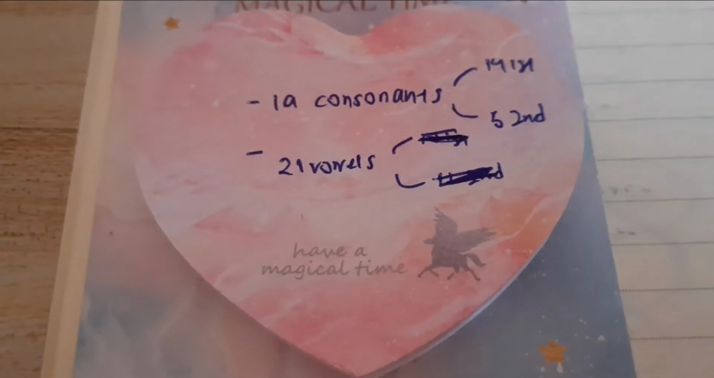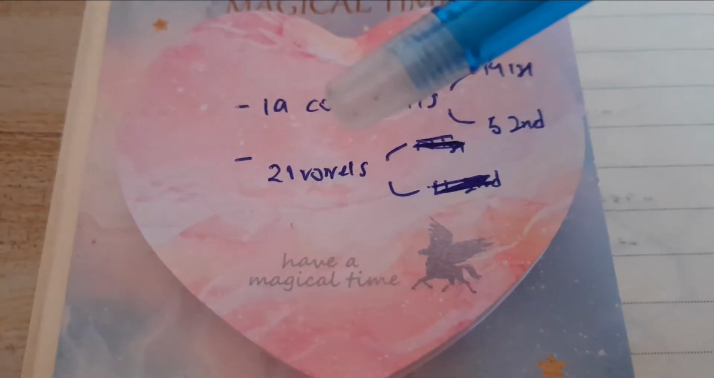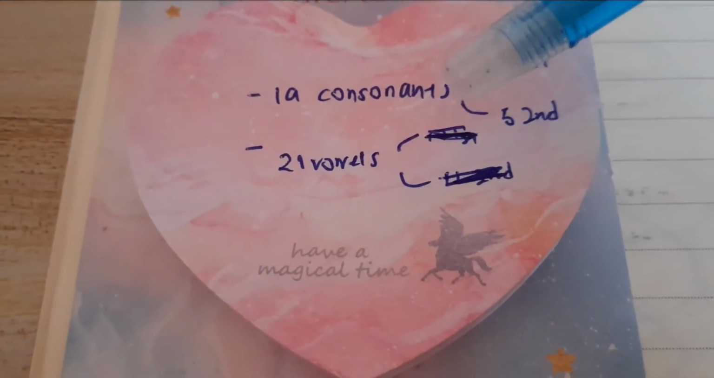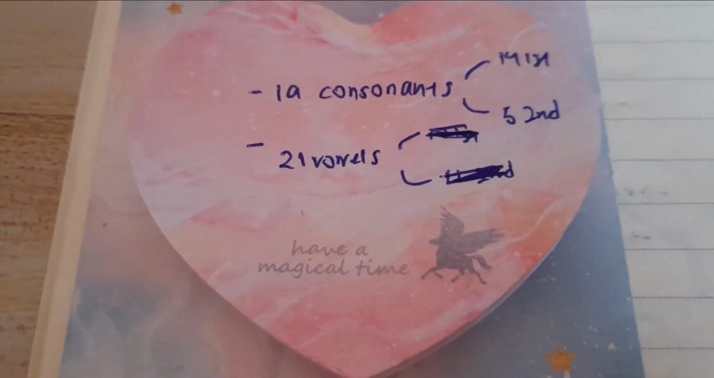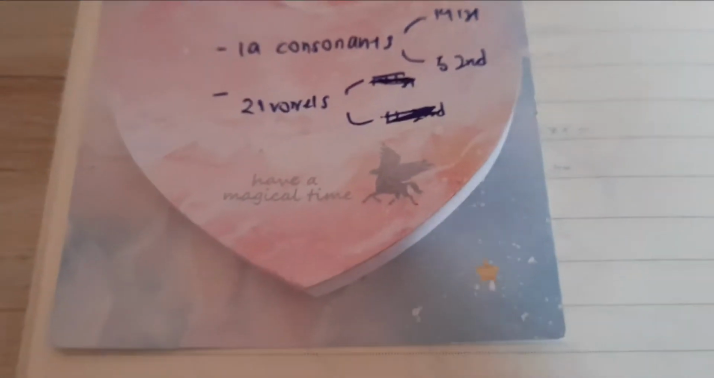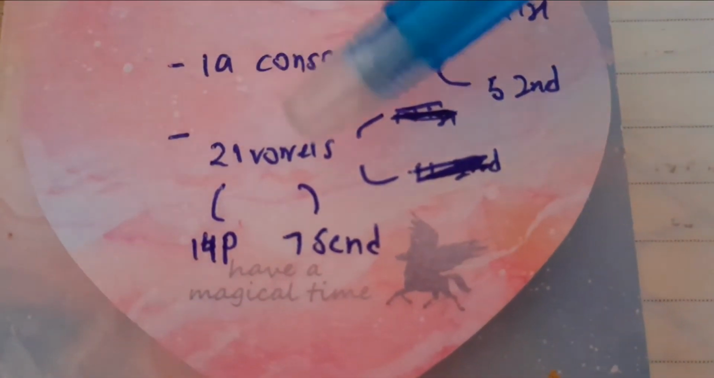And there's 21 vowels. So initially I wrote first, secondary, and primary and secondary, but I don't think that's applicable in this one because I got the counting wrong. Let me just count real quick how many primary and secondary there are. Okay, so after a brief count of the primary and secondary consonants, it was 14 primary consonants and 7 secondary consonants.